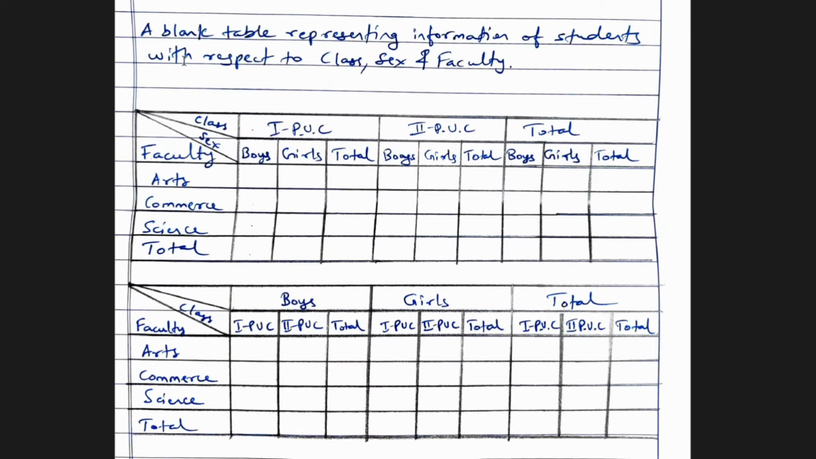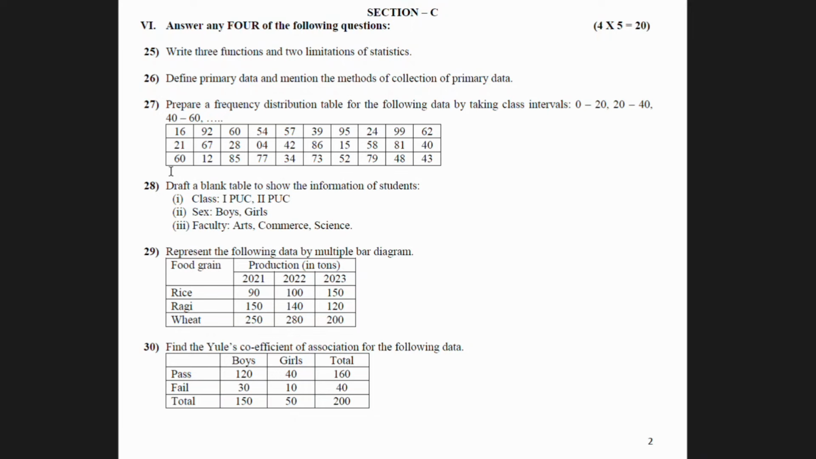Now, what are the things given there? They have given you the college information according to faculty, sex and class. So the title should be: a blank table representing information of students with respect to class, sex and faculty. Now, in faculty there are 3 variants: arts, commerce and science.